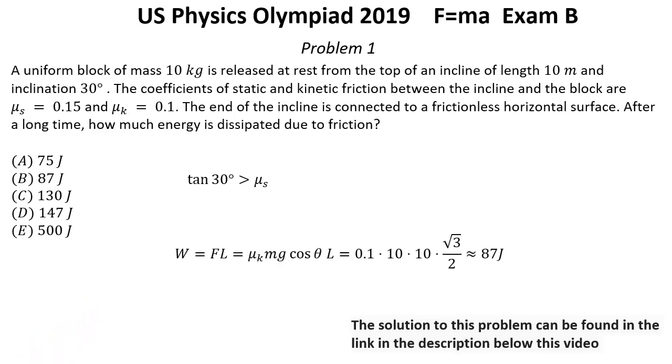Work of the force of friction equals the force of friction multiplied by distance, which is mu kinetic mg cosine theta multiplied by L. After putting in numbers, we will get 87 joules. This is answer B, and this is the solution for problem number 1.